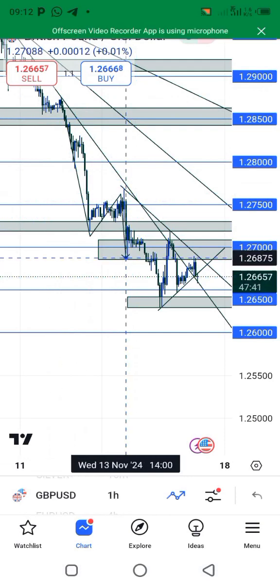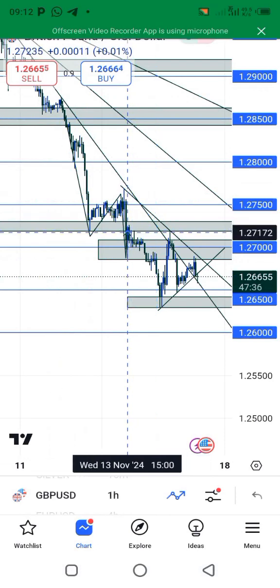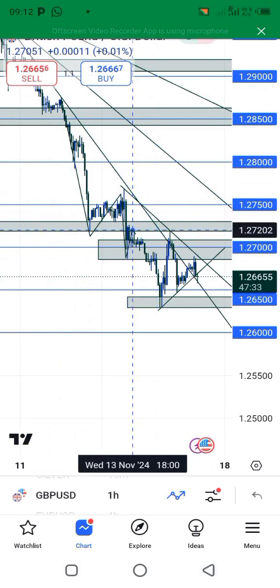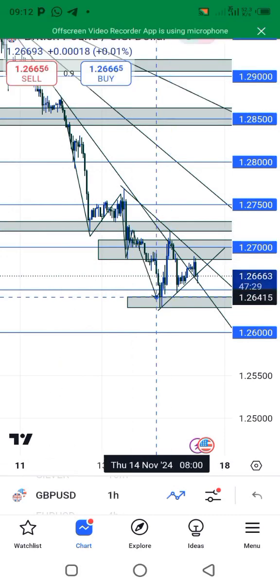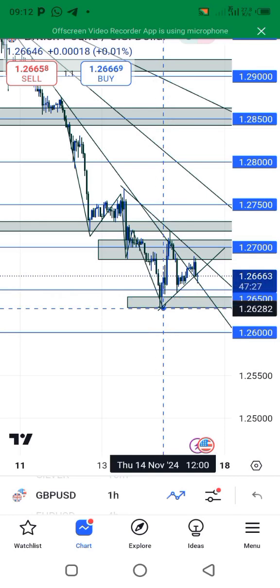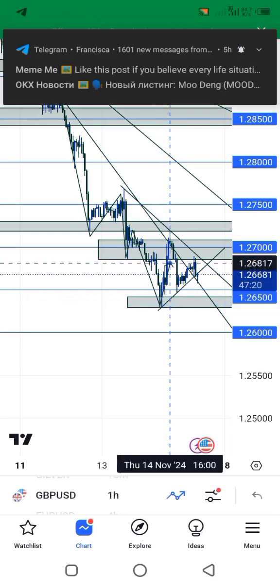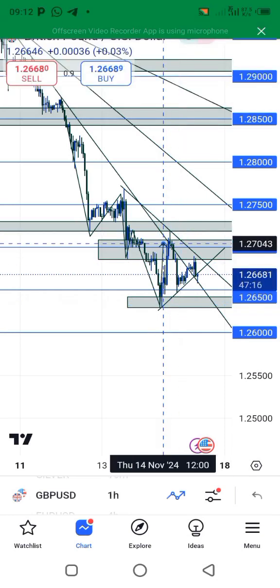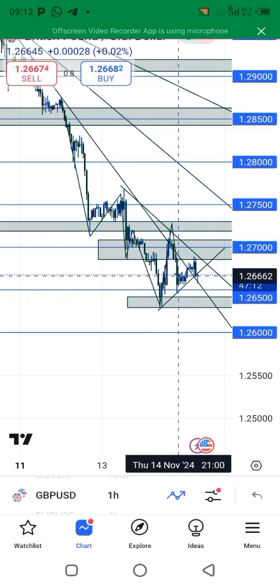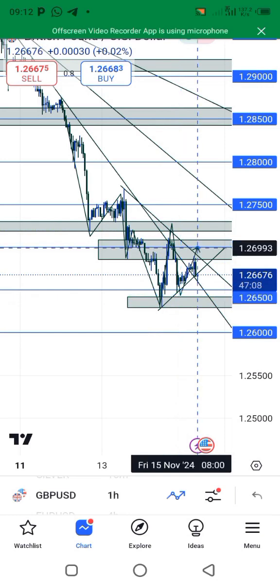Then the corrective move, then the corrective move continues here because price retraced up a little bit, then the impulsive move again, then impulsive move again, then impulsive move again, and then the corrective move, which was this, and then the impulsive move again, and then the corrective move again, and so on, guys.